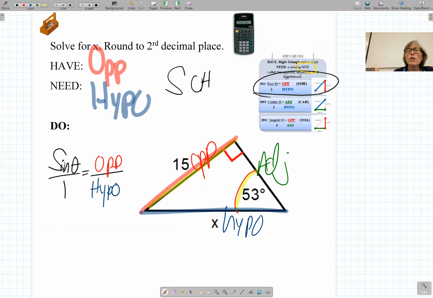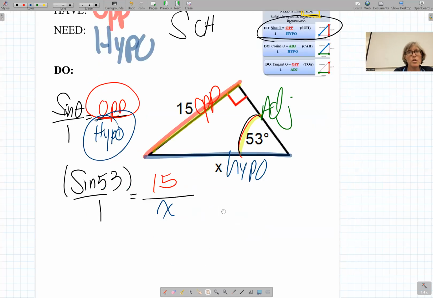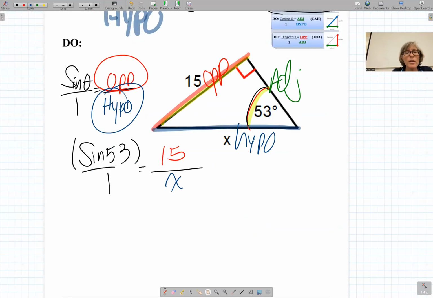Okay, you got to be really careful. There's two different SOH CAH TOAs. There's one for finding side lengths, and there's one for finding angles. Opposite hypo's x. Don't be grabbing those calculators until x is by itself.